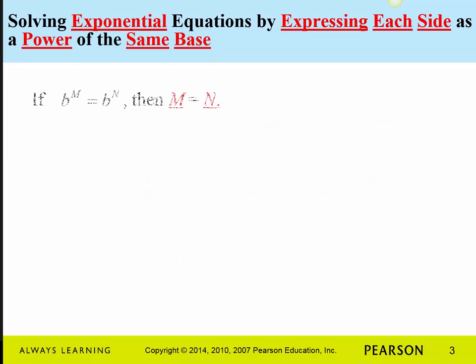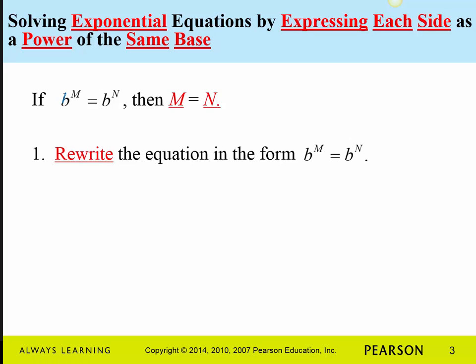exponential equations. So if we wanted to solve exponential equations by expressing each side as a power of the same base, we could use the following property. If you have the base b raised to the power m equal to the same base b raised to the power n, then it means that the exponents have to match. So m would have to be equal to n.